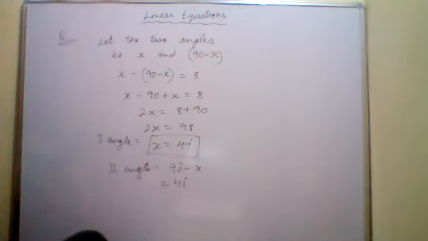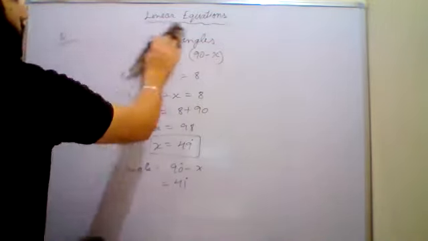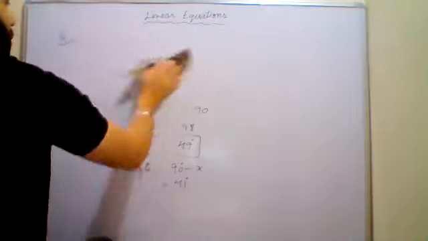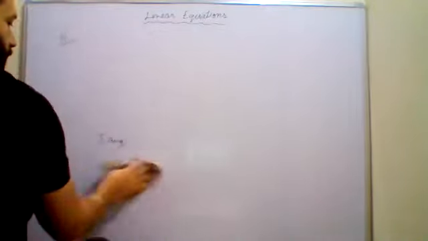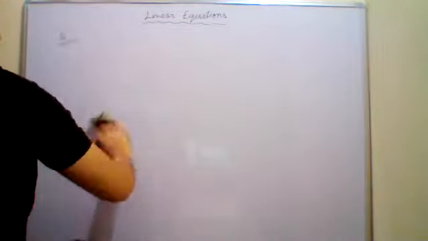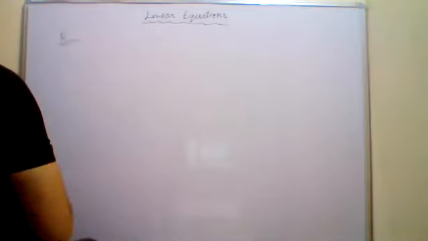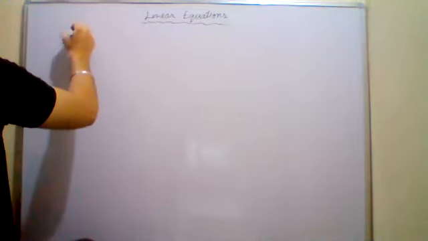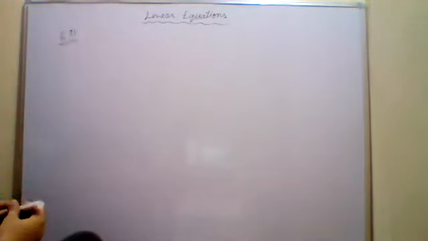Okay, so you will assume that the first angle is x and the second angle is 180 minus x. Clear? Yes, sir. Do question number 30 in homework. I'm starting with question number 31.